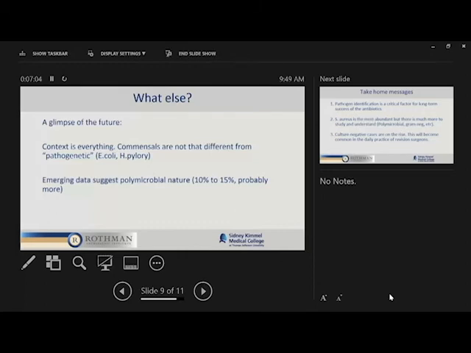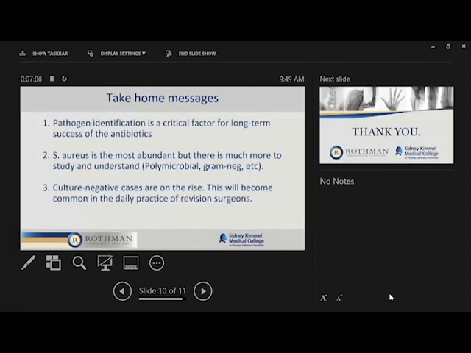So what are the take-home messages for my presentation? That pathogen identification is a critical factor if we want to think about the long-term success of the treatment and the tailoring of the antibiotic therapy. Staph aureus is still the most abundant organism, but there is much more. It's not just Staph aureus. And actually, all the other organisms and culture-negative infections are on the rise. So we need to address these problems, because they will become, and probably already are, common in the daily practice of all the revision surgeons that are treating infections. Thank you.